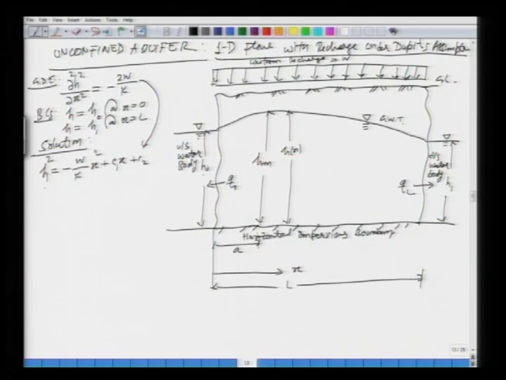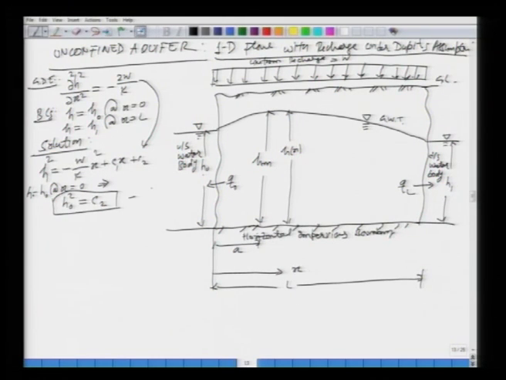Now, to determine these coefficients, let us use these boundary conditions. The first one is h is equal to h naught at x is equal to 0. So, put x is equal to 0 in this equation and h is equal to h naught. So, what you are going to get is h 0 square is equal to what? X is 0, the first two terms will drop out, that is your C2. So, this is the value of your C2.